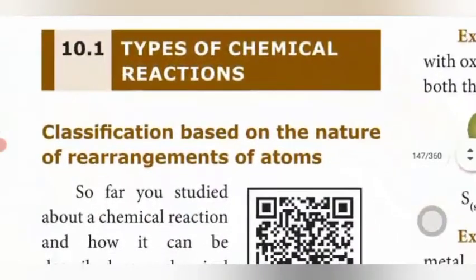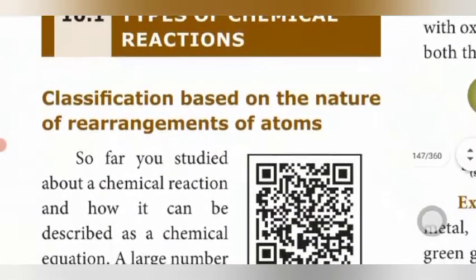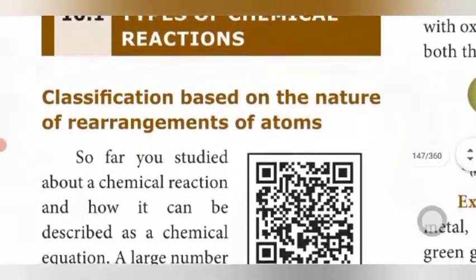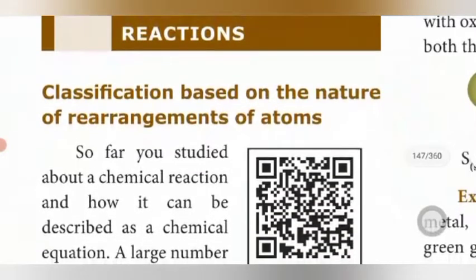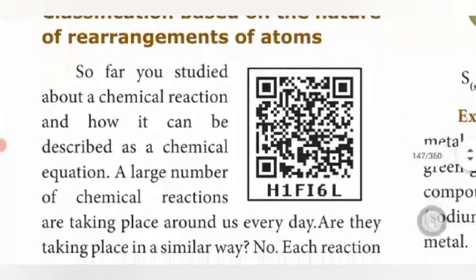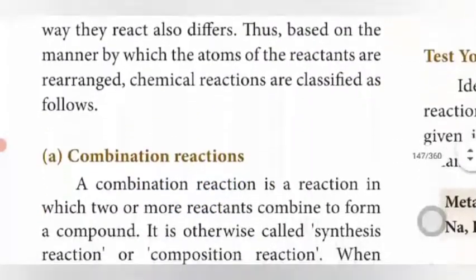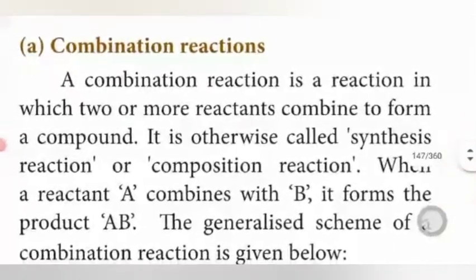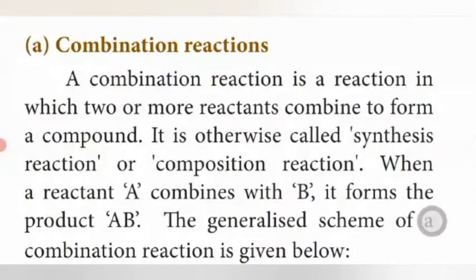Next one, types of reaction. First type is classification based on nature of rearrangement of atoms. The first type is combination reaction. What is combination reaction? A combination reaction is a reaction in which two or more reactants combine to form a single product.